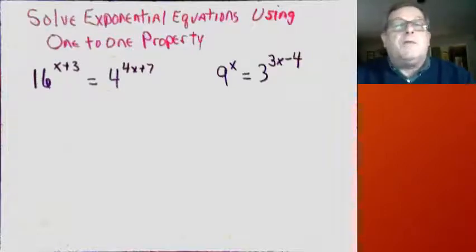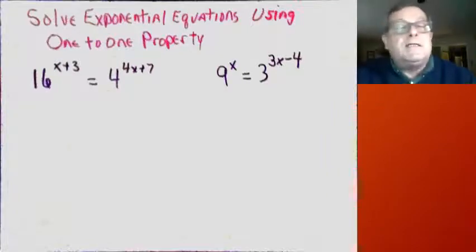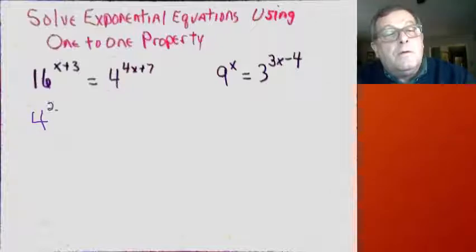Okay, let's solve some exponential equations using the one-to-one property. So we're going to start over here. We're going to look at 16 raised to the x plus 3 equals 4 to the 4x plus 7. The first thing I want to try to do is see if I can get these two exponentials to the same base. If I look at this 16, well, 16 is the same as 4 squared.